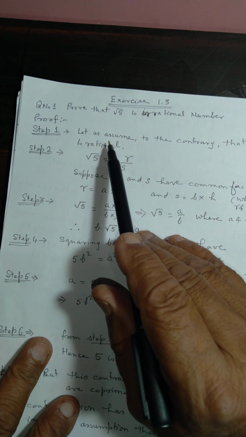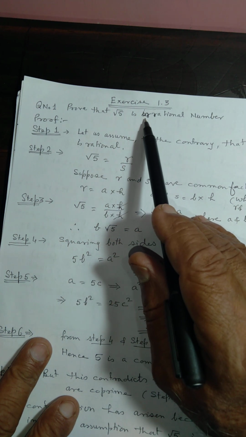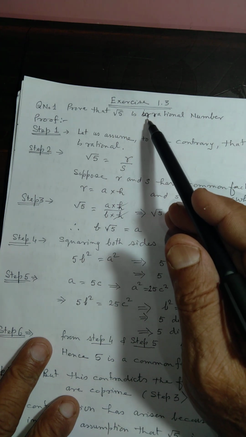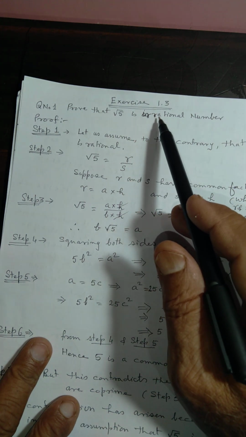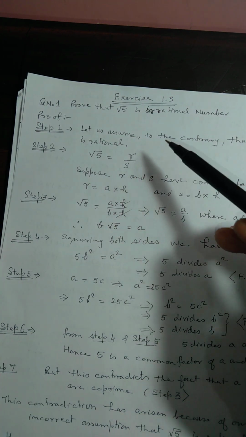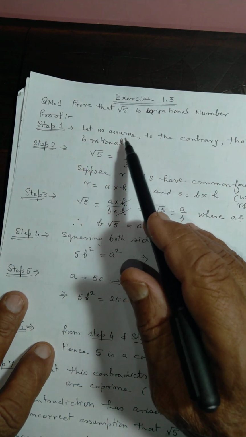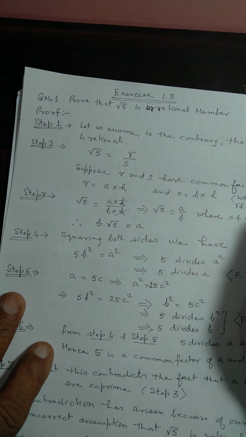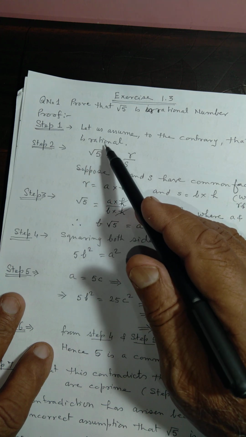First of all, we take the contradiction. Contradiction means just the opposite of what we have to prove. We have to prove that it is an irrational number. Let us proceed assuming that it is a rational number. So let us assume to the contrary that root 5 is a rational number.